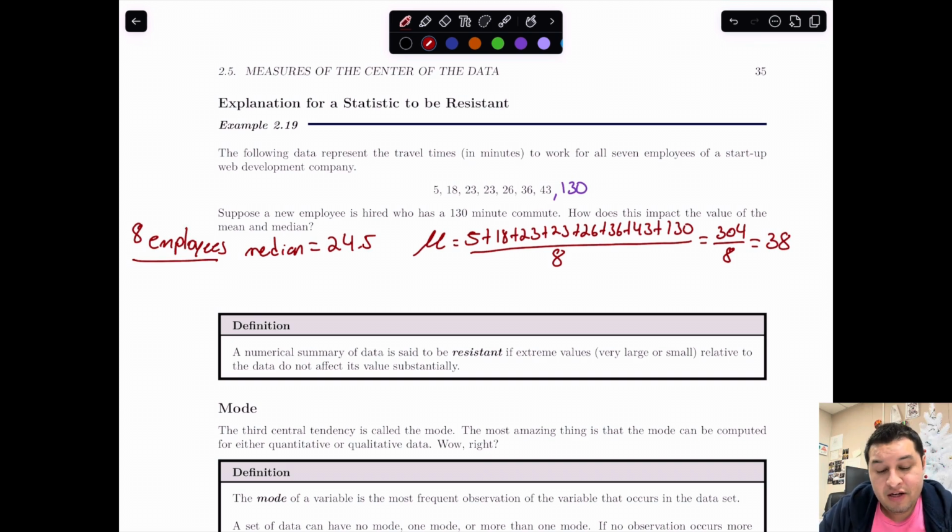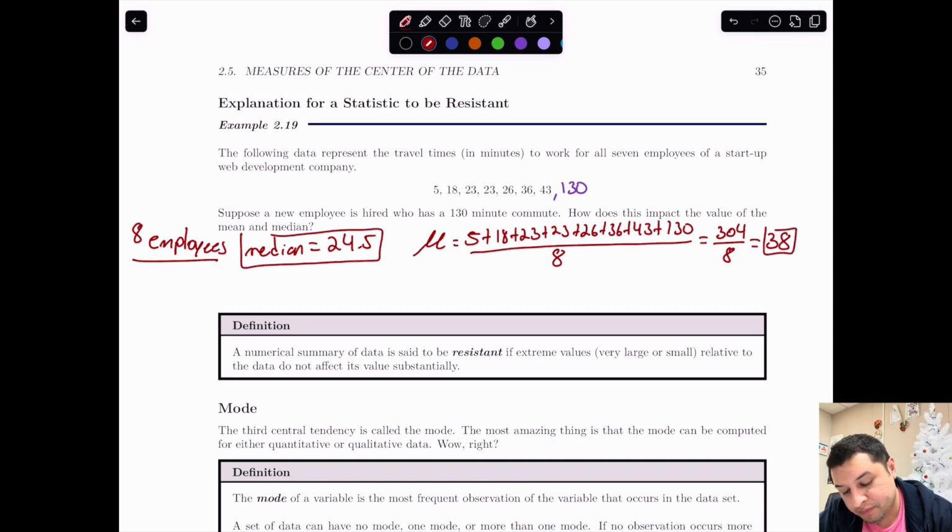So that is now the mean for this one. If we look here, this is now the new mean, and this is the new median. What was it when we had just 7 people? When it was 7 employees, before this new person came in, the median was 23.